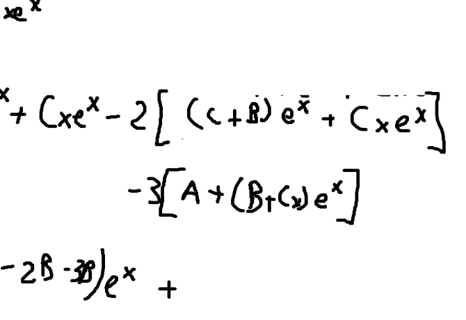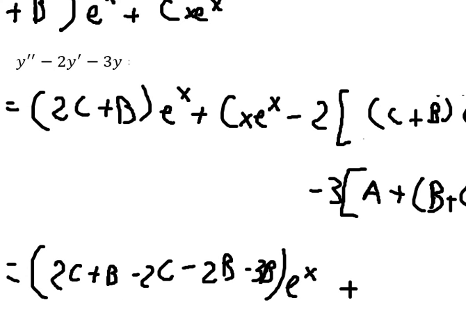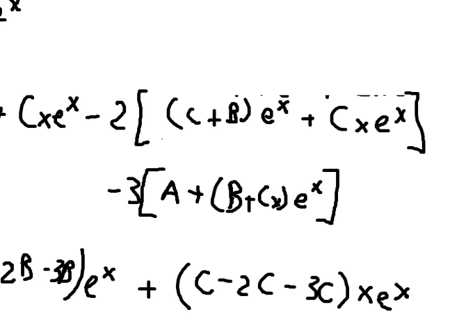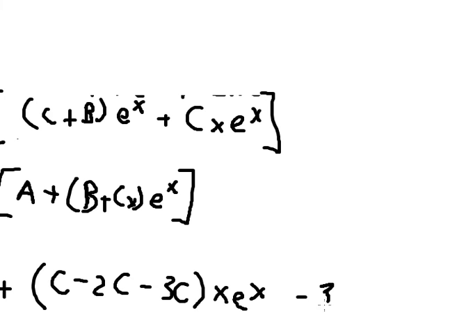The next one we have s e to the power of s, so we have c, and we minus 2, we have negative 2c, negative 3 with c, so we have negative 3c. And we have the last one, negative 3/8.